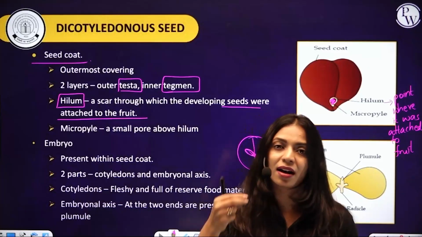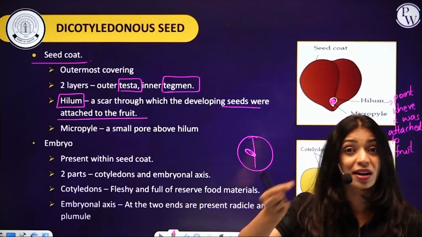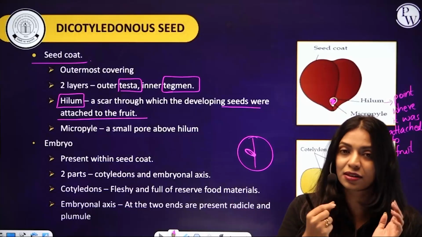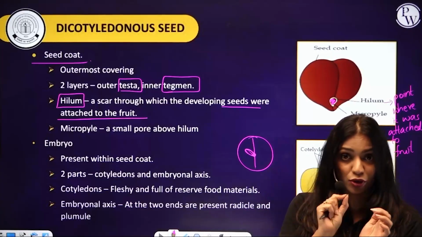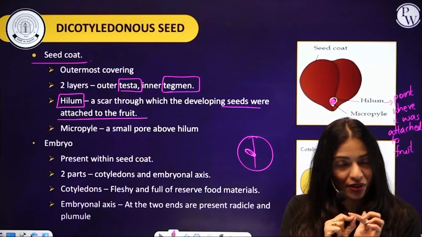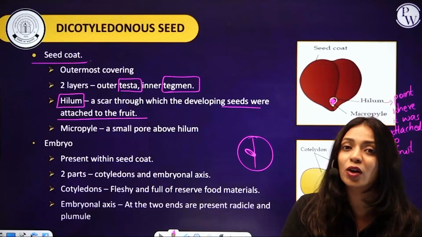The seeds are attached to the fruit means ovules are attached to the ovary. The point at which the ovules were attached to the ovary, the seeds were attached to the fruit. At that point on the seeds, you can see a scar. We call it the hilum.